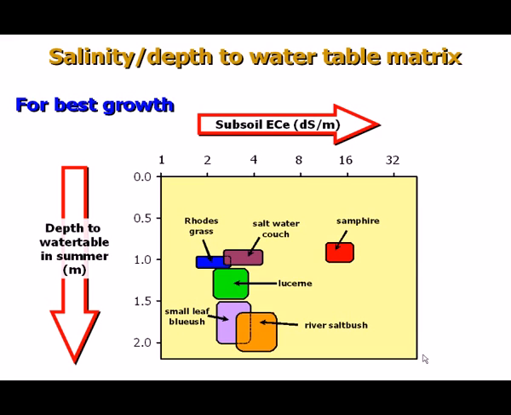We've got increasing subsoil salinity on the x-axis. You'll notice that that's a logarithmic scale, 1, 2, 4, 8, 16, 32. And we've got depth to water table in summer on the y-axis, and you can see that it's the salt-tolerant grasses, things like saltwater couch and Rhodes grass, which are adapted to the shallow water tables. And here are the data for tall wheatgrass and Puccinellia from the work of Summer Jenkins. So you can see that it's the grasses that are handling the areas with the shallowish water tables. The shrubs need deeper water tables.